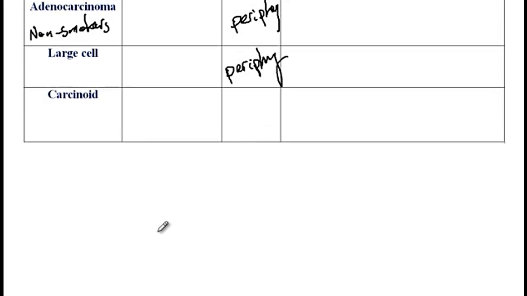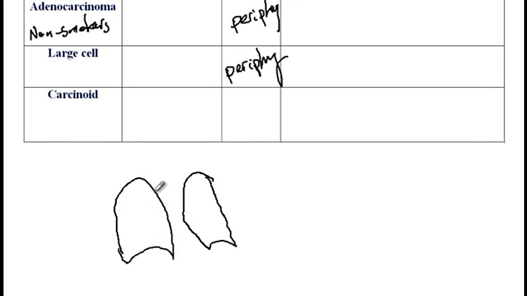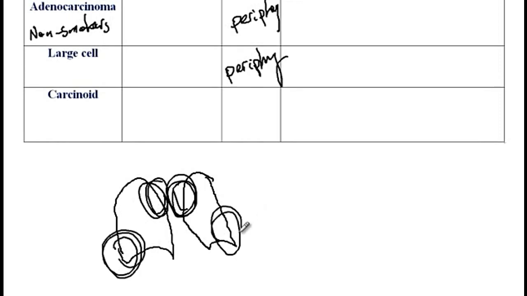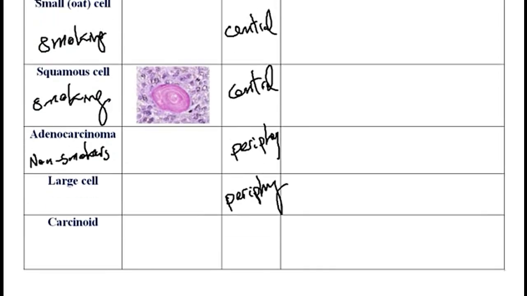So if here we have the right lung, and then we have the left lung, the small and squamous cell are in the center of the lungs, which would be here, and then the large cell and adenocarcinoma would be in the periphery of the lungs. Now back to the topic.